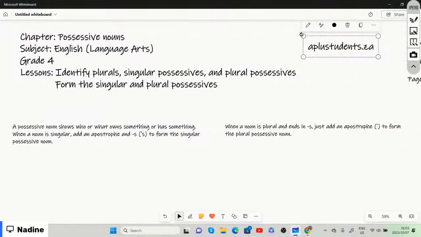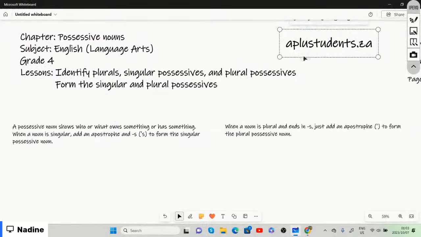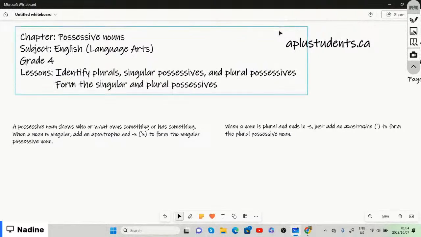And we are doing our tutorial lesson on aplusstudents.ca. If ever you want to go back to the lessons to recap, just to go over certain things, then you can go to aplusstudents.ca. There we have the chapter, which is possessive nouns, the subject, English, grade 4, and our specific lessons.